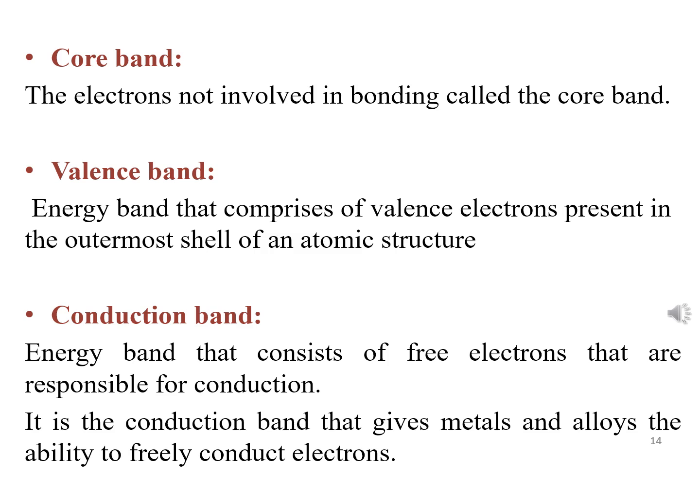A valence band involves the outermost shell that comprises valence electrons, and it has a lower energy than that of the conduction band. And the conduction band consists of free electrons that are responsible for conduction, and in metals and alloys mostly these free electrons are able to conduct electricity.